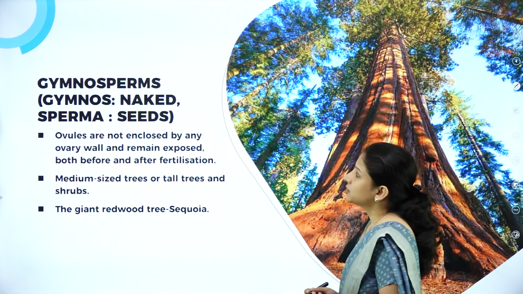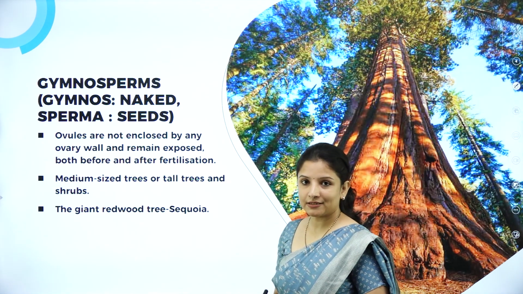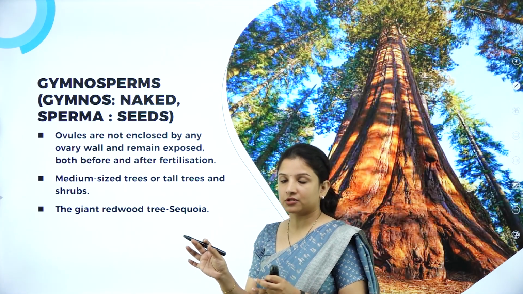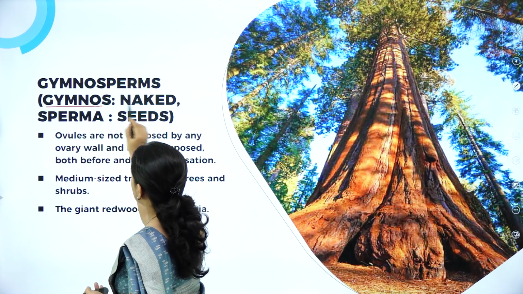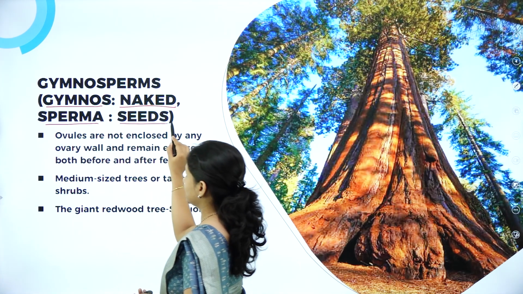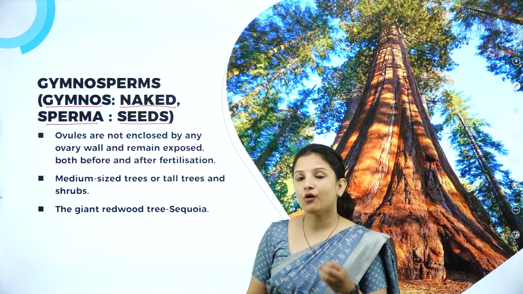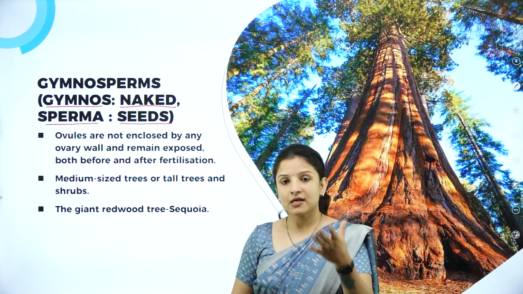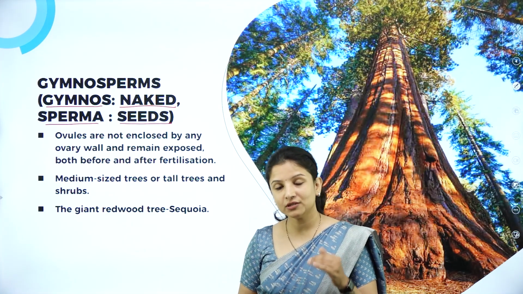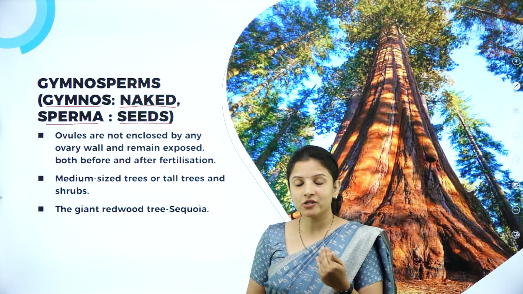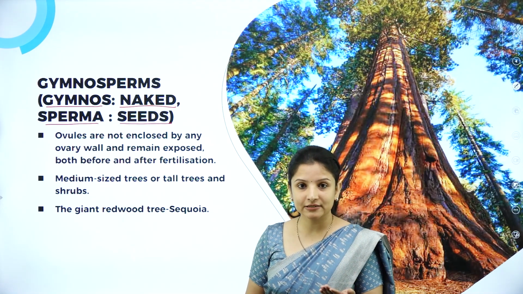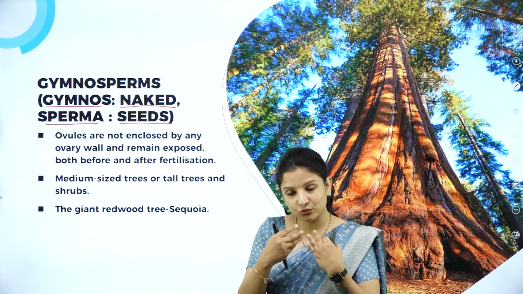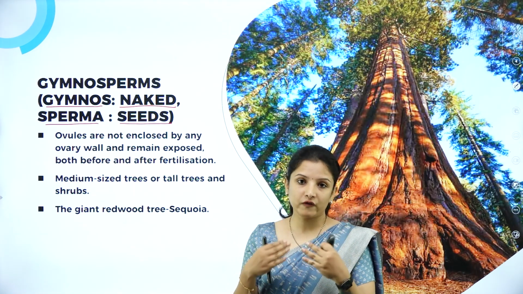So gymnosperms are those plants which bear the naked seed. Therefore, they have been named gymnosperms. Here gymno means naked and sperma means seeds. We all know that in the case of angiosperms, in the gynoecium there is the ovary. Inside the ovary there are ovules, and inside those ovules the egg will be there. The egg cell fertilizes with the male gamete to form the seeds, right? So the seeds will be enclosed within the ovary. Around the seed there will be an ovary present.